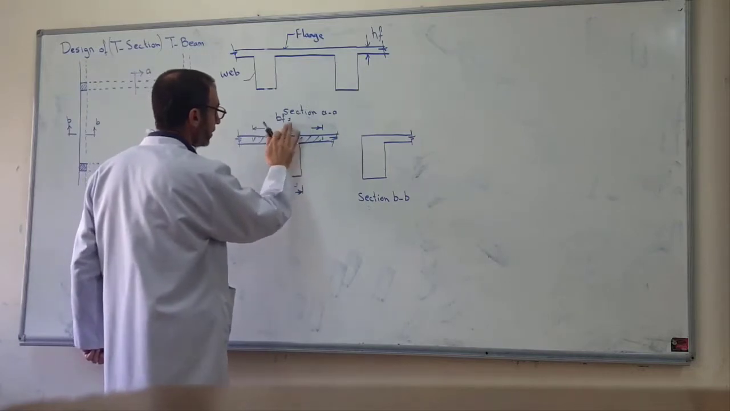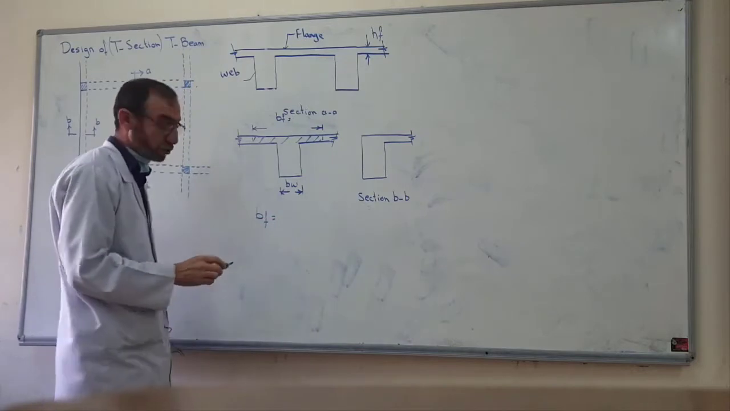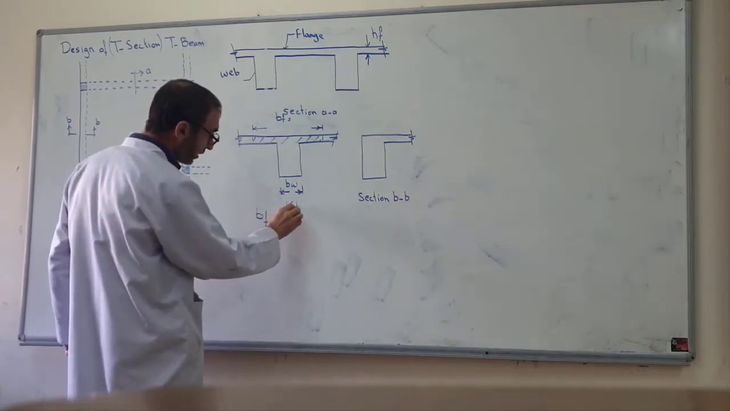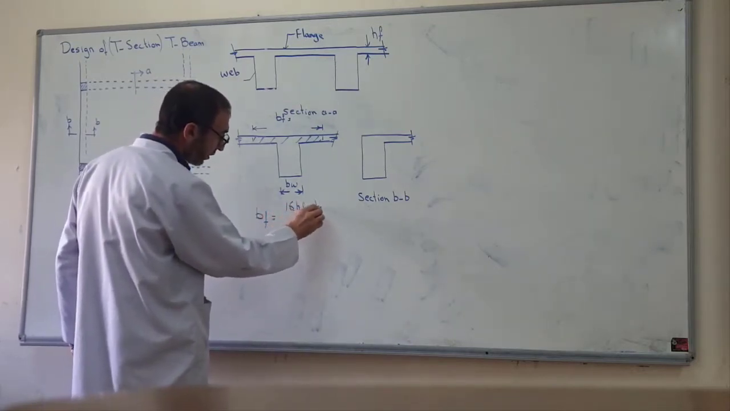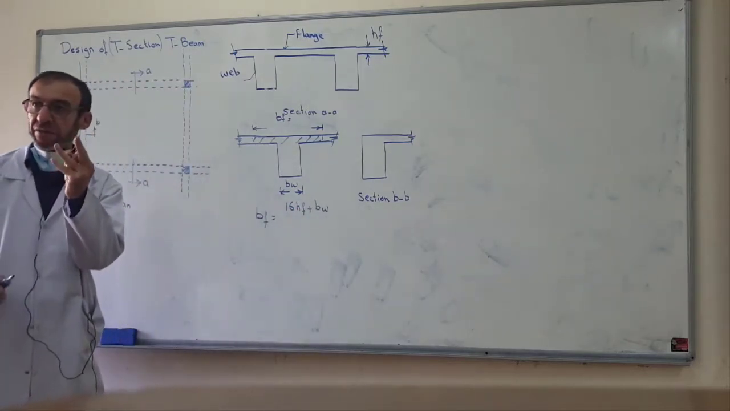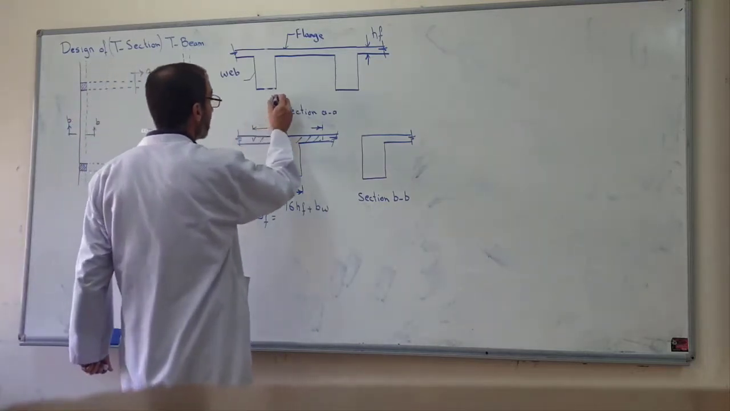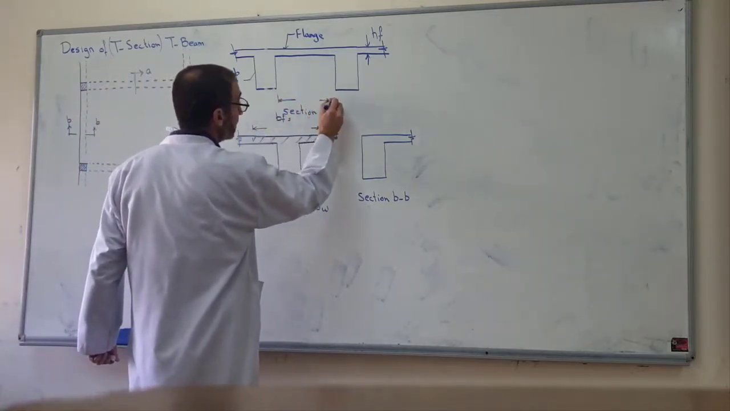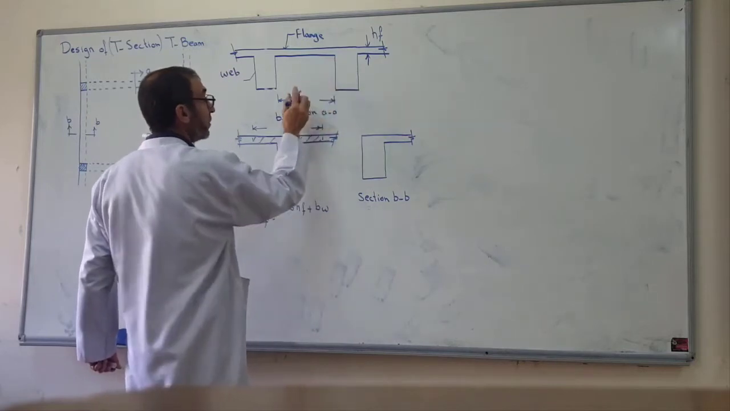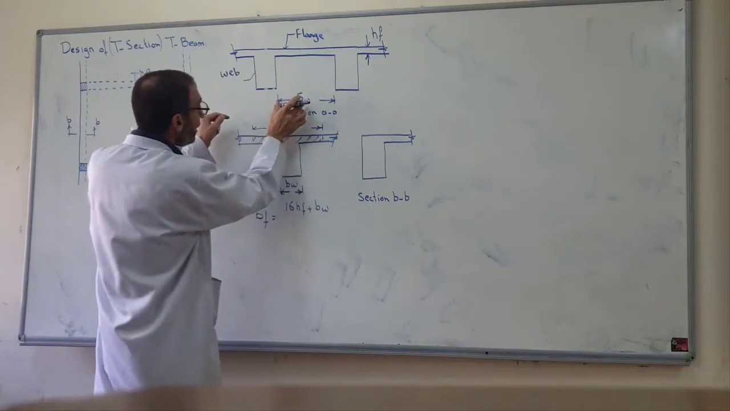Sorry, let me write here: bf is equal to 16 hf plus bw. We have 3 criteria. This is the first. The second is half of the distance or spacing between the webs, the clear spacing between the webs, S web.